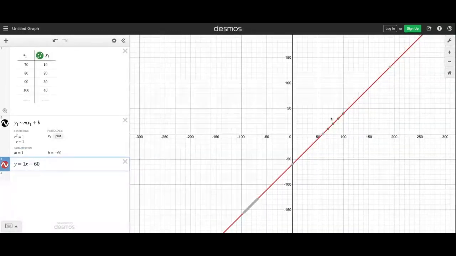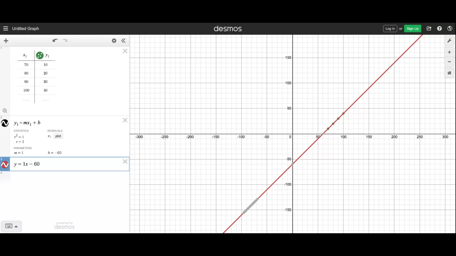Oh, my goodness. The equation of my line just went through all those data points. Isn't that cool? That is amazing. Now, here's what... yes, this is called the line of best fit.